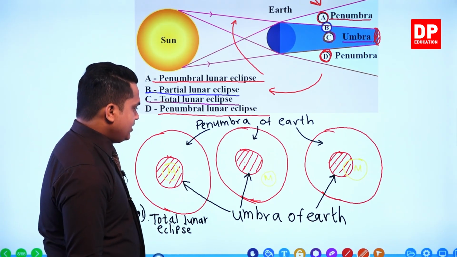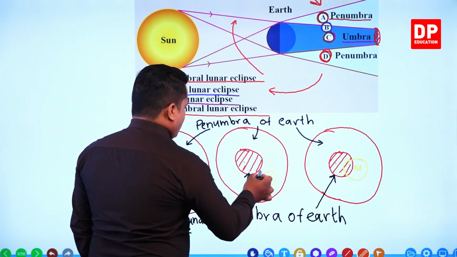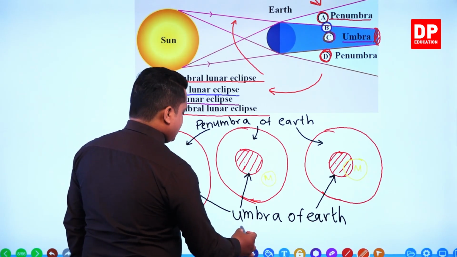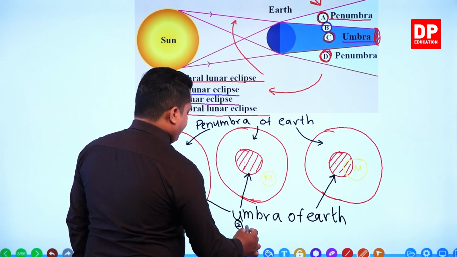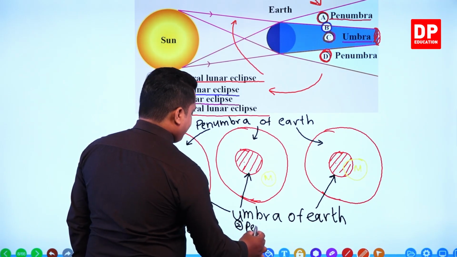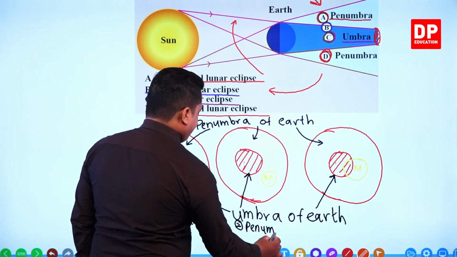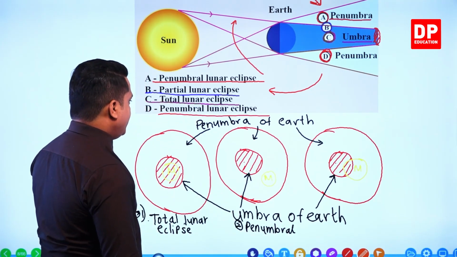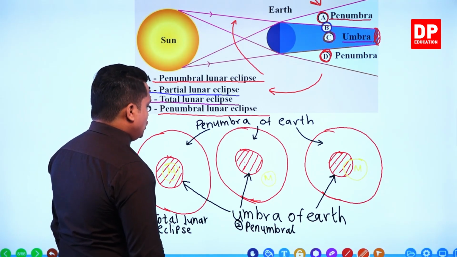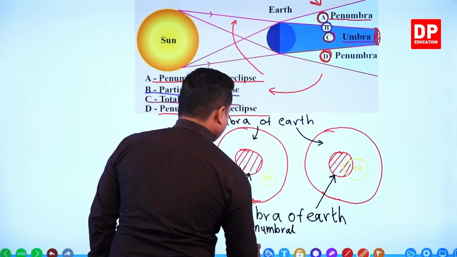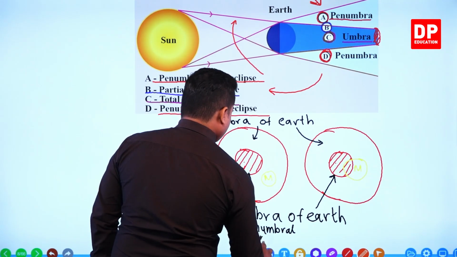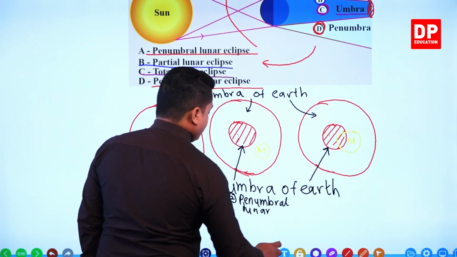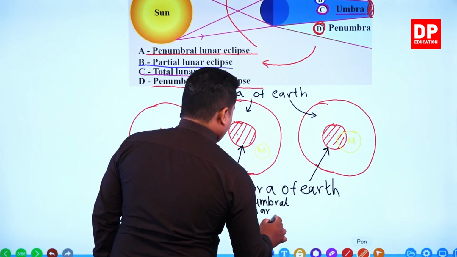Then the second one, number 2 over here. Here the moon is located on the penumbra region of the earth. So this is called as the penumbral lunar eclipse. Take the slide somewhat up. Penumbral lunar eclipse.